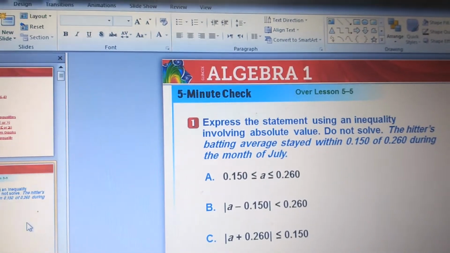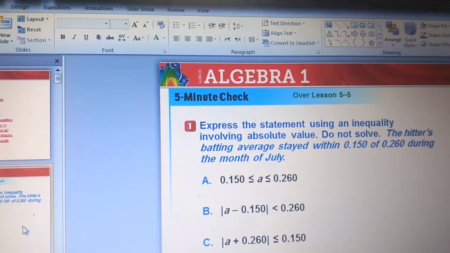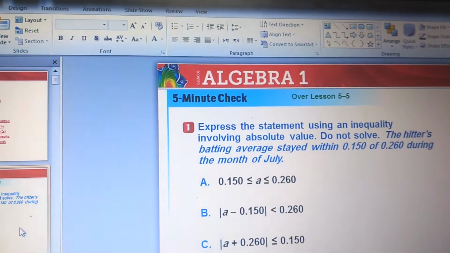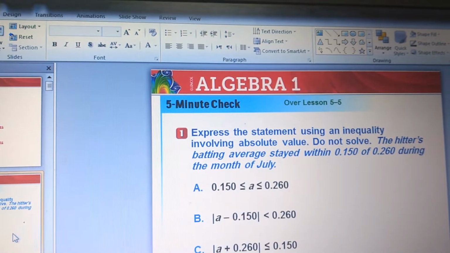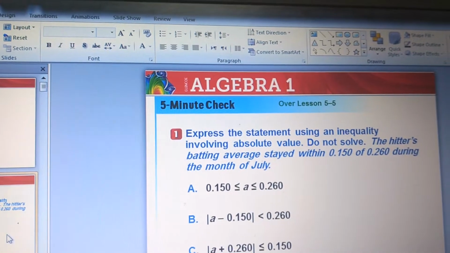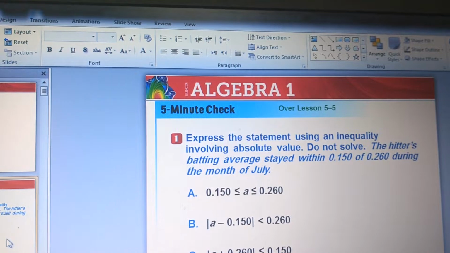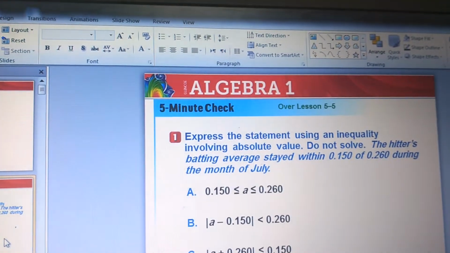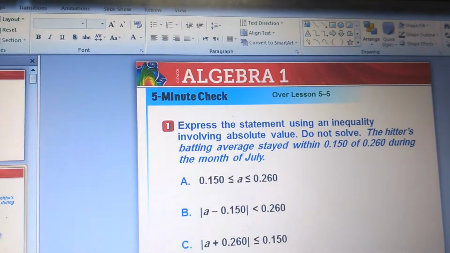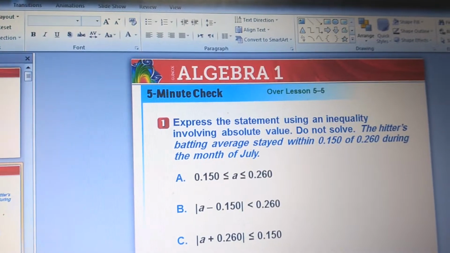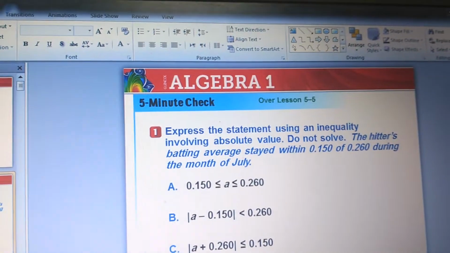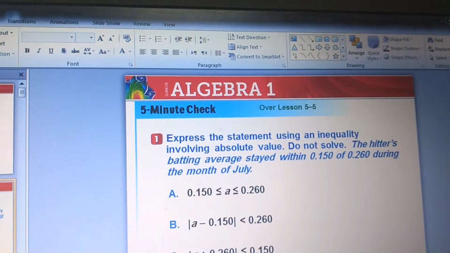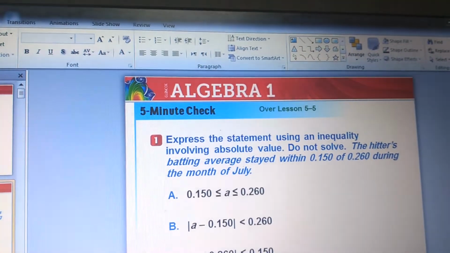Express the statement using an inequality involving absolute value. Do not solve. The hitter's batting average stayed within 0.150 of 0.260 during the month of July. He wants me to write an inequality only. The average is within 0.150. This means here we have absolute value. He told me that we are going to use absolute value.